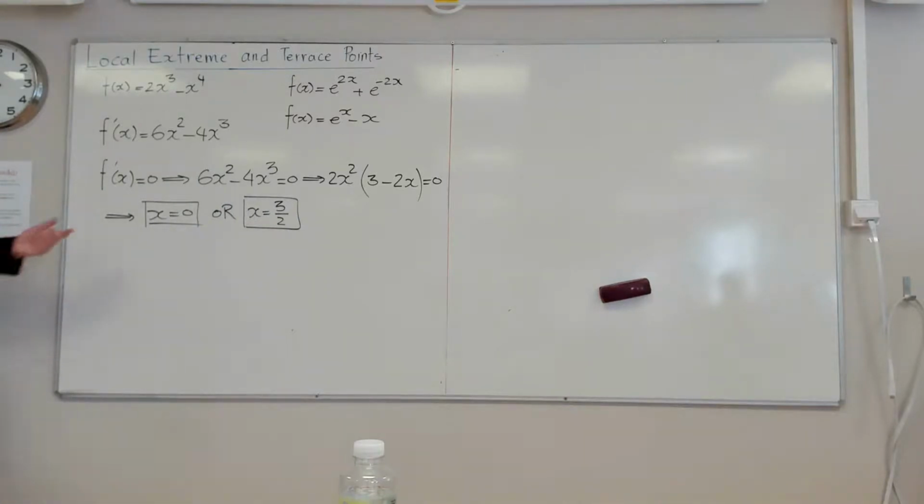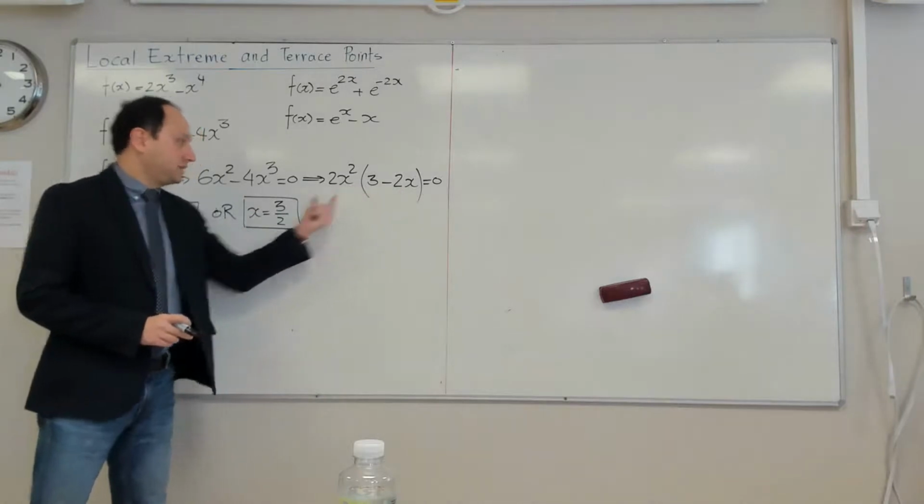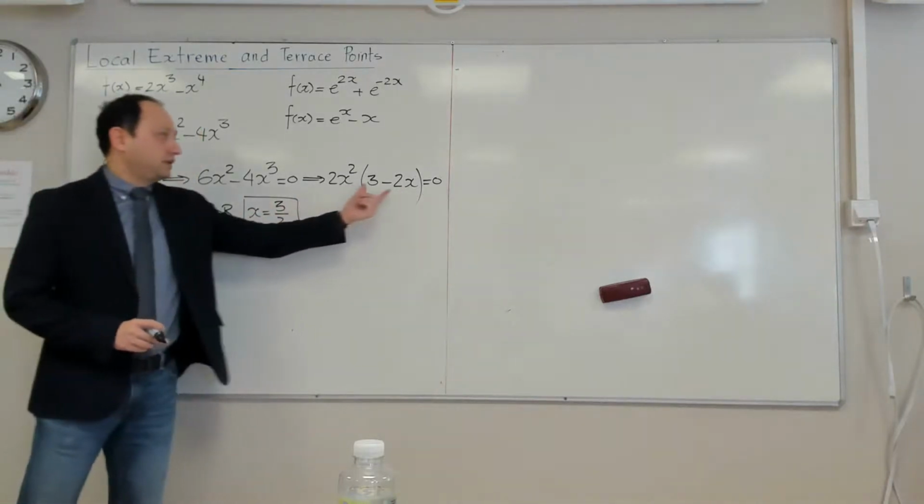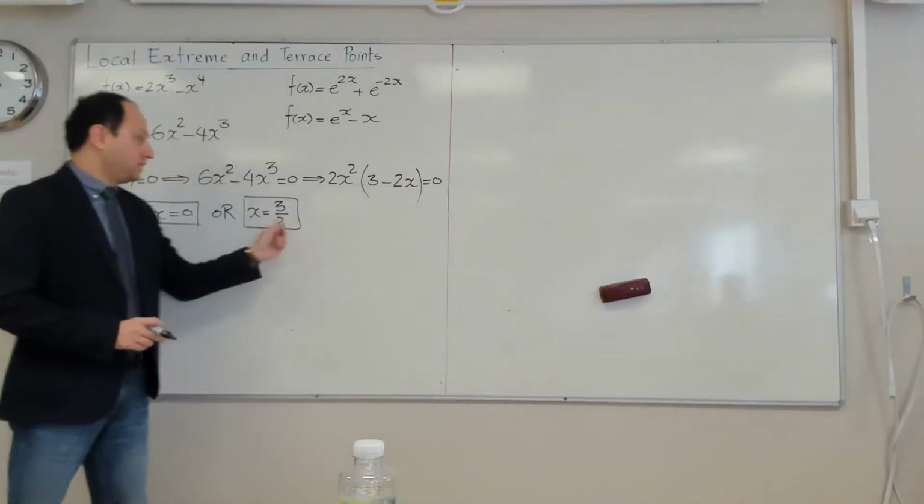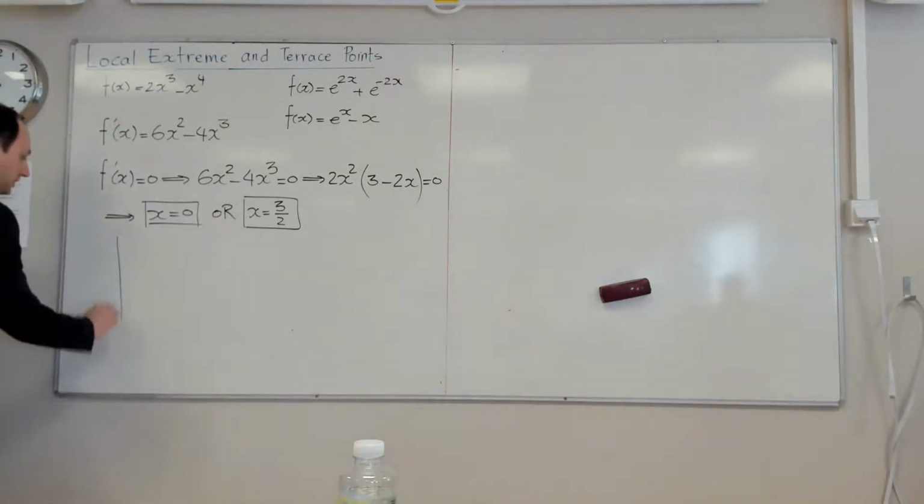I hope that you don't have difficulty understanding this. Yes, either this one is 0 or that one is 0. This one is 0 gives you x equal to 0. This one equal to 0, 2x is equal to 3. I divide by 2. This is my candidate. And then I need to set up my table.